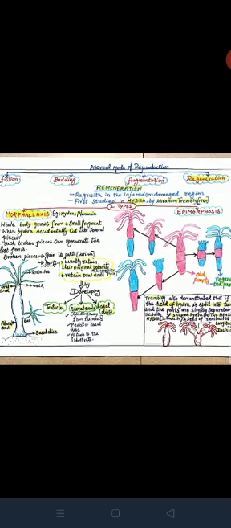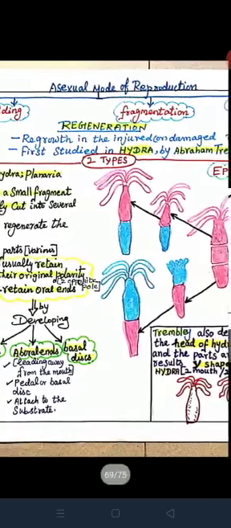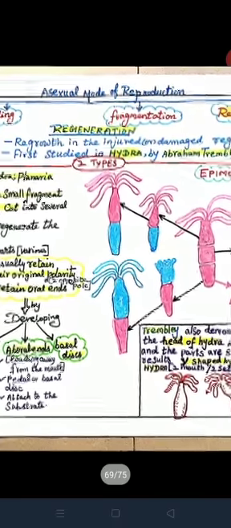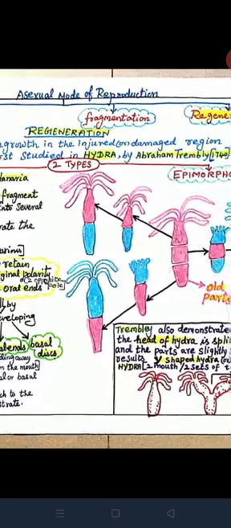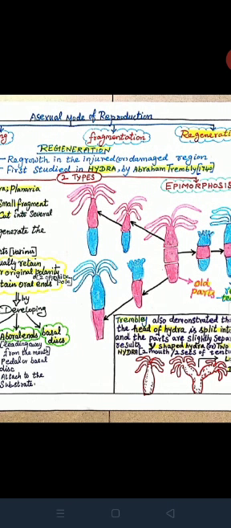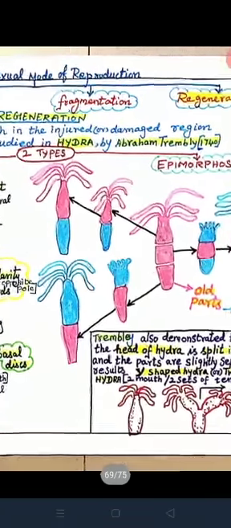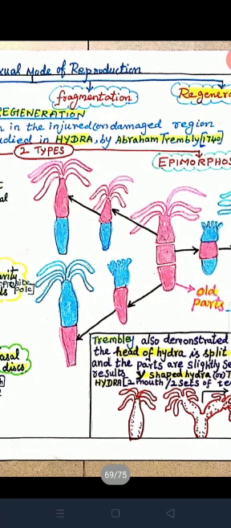What is regeneration? It is actually a regrowth in the injured or damaged region. It was first studied in Hydra by scientist Abraham Tremblay in the year 1740. Right? What is regeneration? Regrowth in the injured or damaged region.